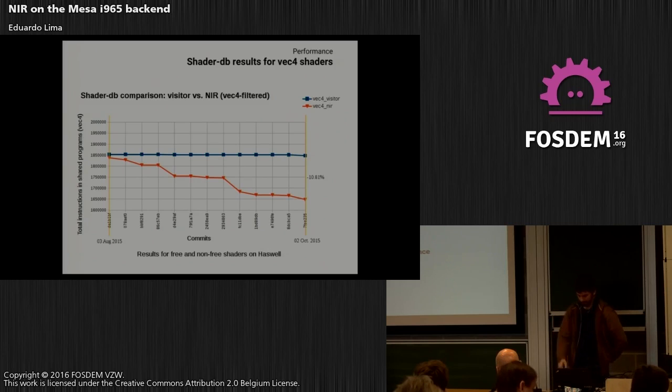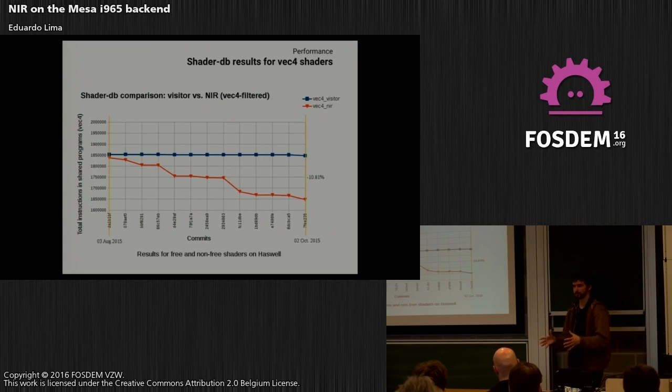So yeah, let's take a look more at performance. I did some forensic anthropology on the Mesa repo, trying to find all the commits that affected the shader-db results, and this is what I got. So this was the 3rd of August when the backend was merged upstream. And then, so shader-db, let's talk quickly about this.